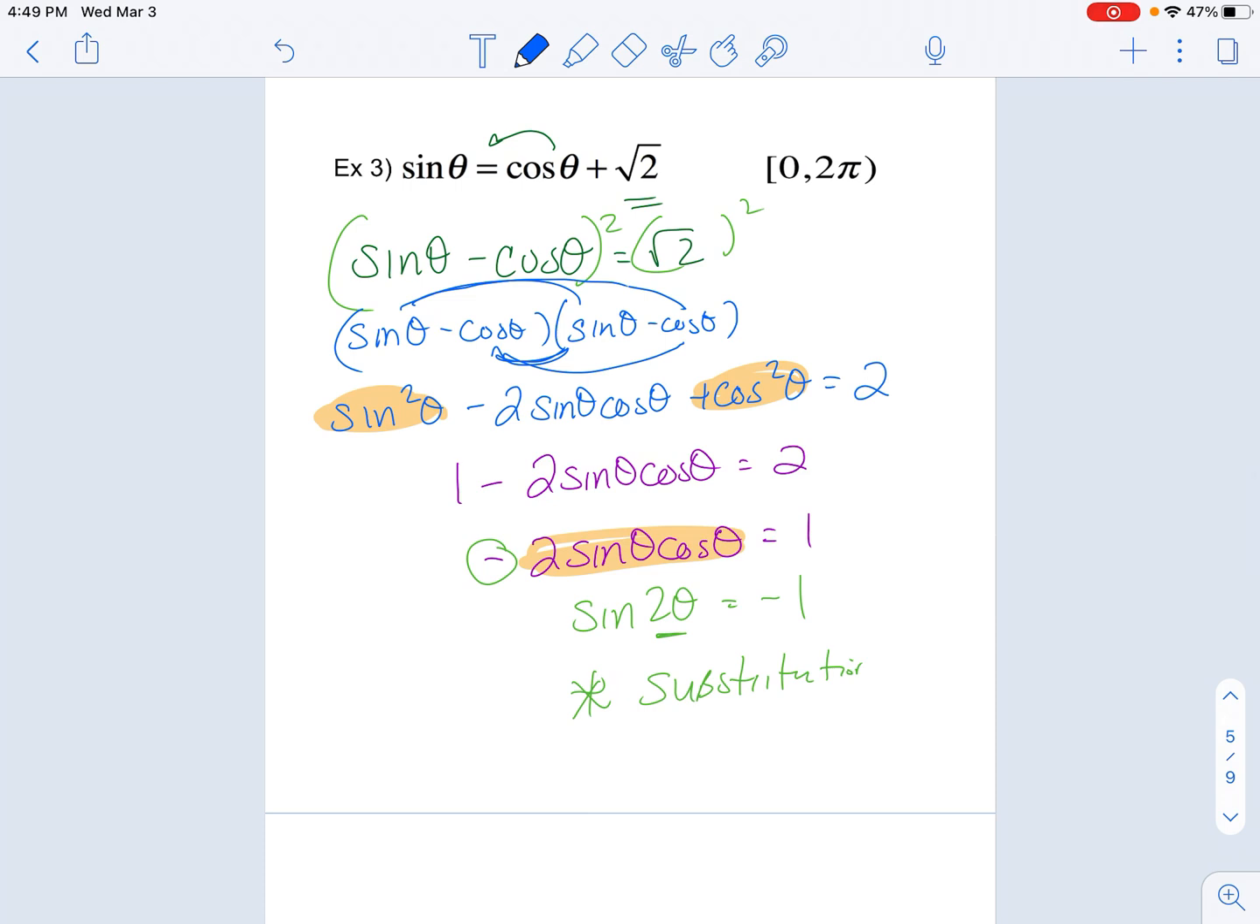I didn't finish this one, but if we would have gotten our solutions for theta, we have to make sure we check our answers. Again, we didn't finish this one, which is why I didn't check our answers, but I don't think I mentioned it. When you square both sides, that was our first step in that first problem, we have to make sure we check our solutions.